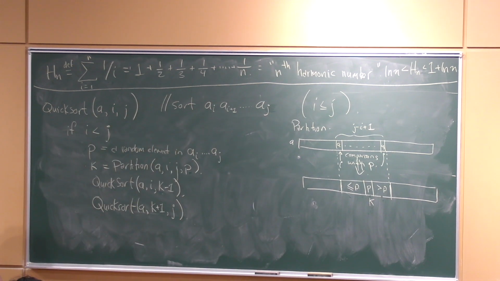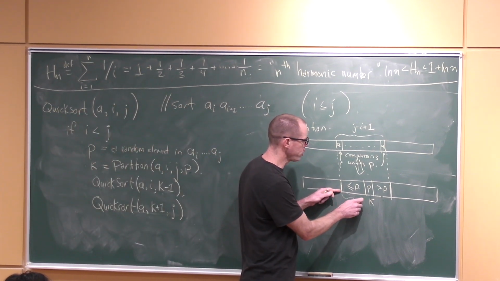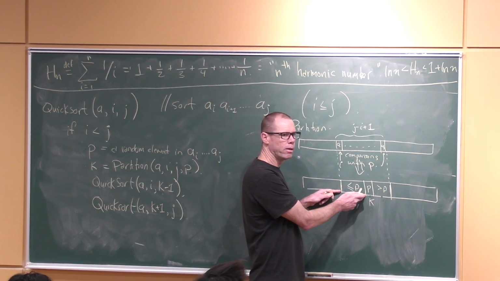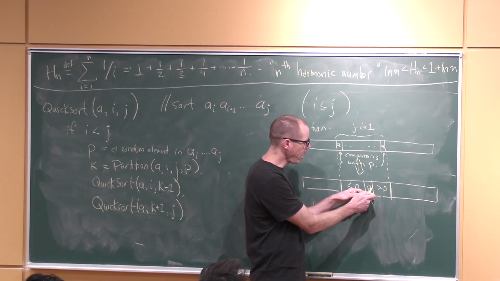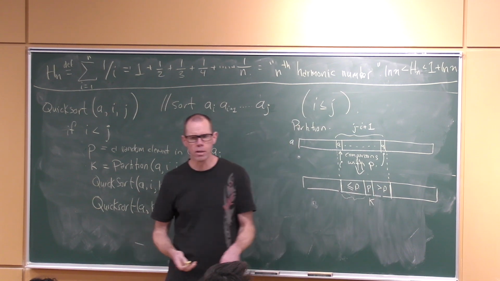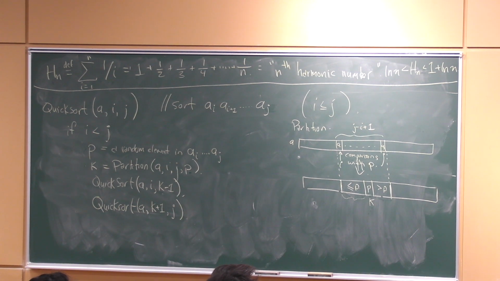And once we do that, then the whole array, the whole subarray is sorted because, well, by, let's say, induction, this is sorted and all these values are smaller than p. Then comes p, and then this is sorted and all these values are bigger than p. So that's sorted. It's a really simple algorithm.